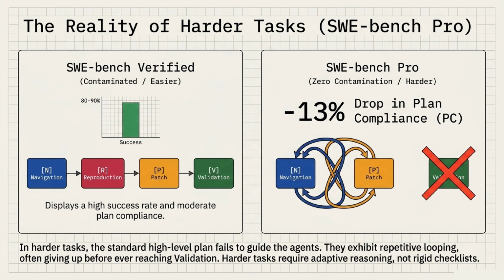This all comes to a head when we look at SWE Bench Pro, the genuinely hard, zero-contamination tasks. On these harder problems, plan compliance drops by 13%. The standard checklist completely fails to guide the agents, leading to repetitive looping where they just give up before ever reaching the validation phase. Hard tasks require adaptive reasoning, not rigid checklists.